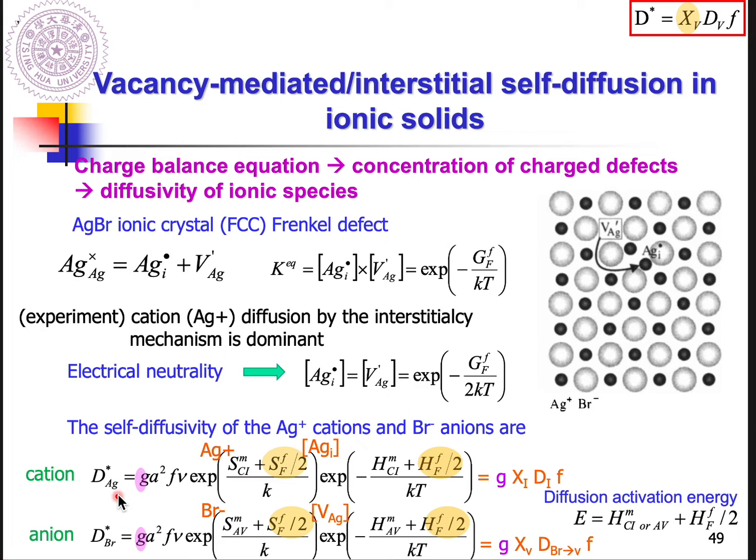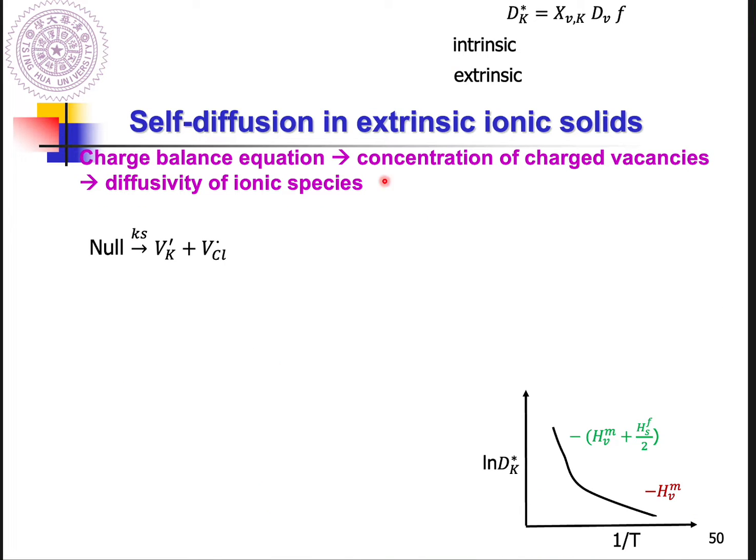Okay, this is the most important. In this slide we are going to discuss self-diffusion in extrinsic ionic solids. What are extrinsic ionic solids? Now we have potassium chloride, and inside this potassium chloride, you can observe the Schottky defect formation.